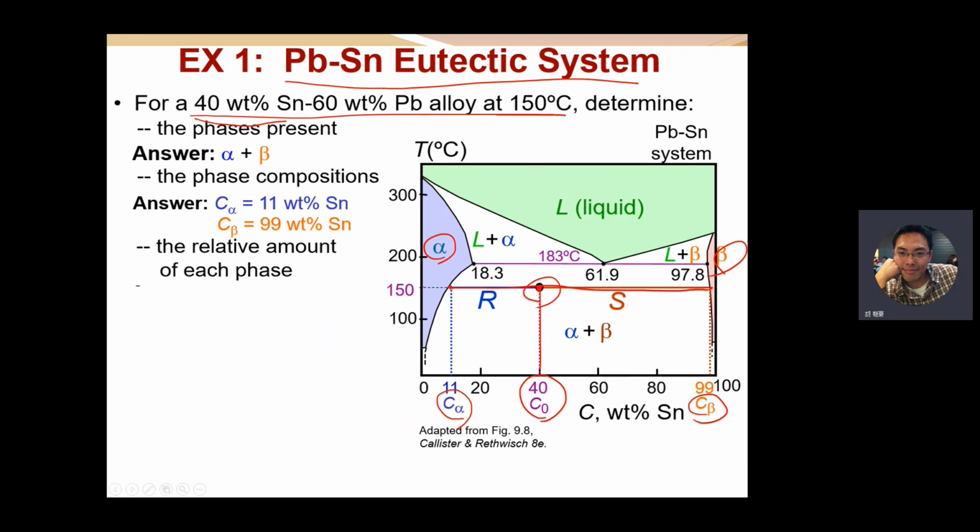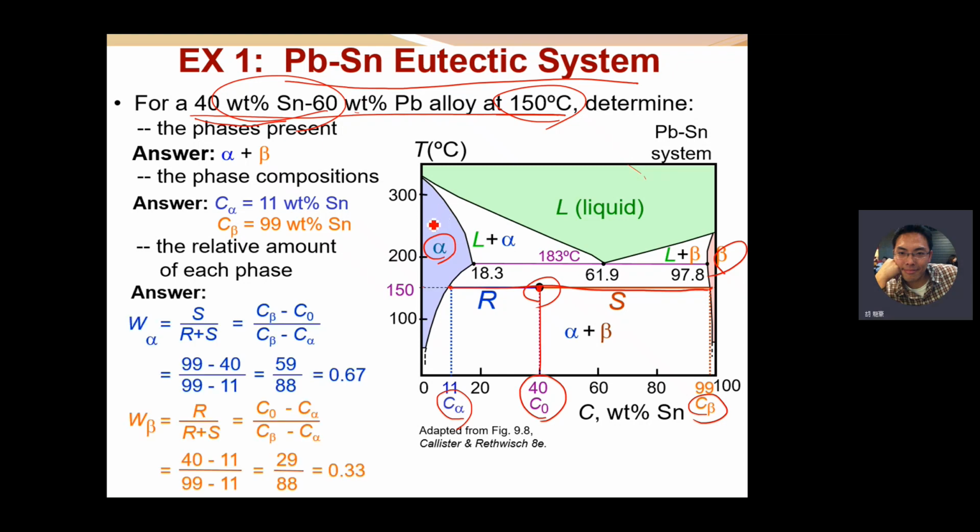Okay, therefore we can say it is its solubility. It is its solubility for this condition, composition and temperature. It's 11 weight% of tin and 99 weight% of tin. And the relative amount of each phase.